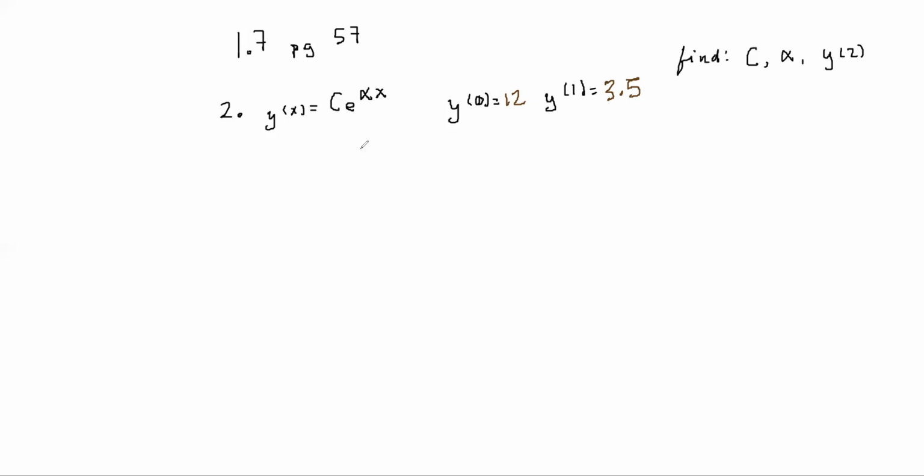Okay, so we're going to follow the exact same kind of step process. We're going to start by using this initial value. When y of 0 is happening, we're looking at our initial value. So we know that's equal to 12. We know that's equal to c times e to the 0. Well, e to the alpha times 0, but e to the 0 is going to be 1. So c is going to equal 12.